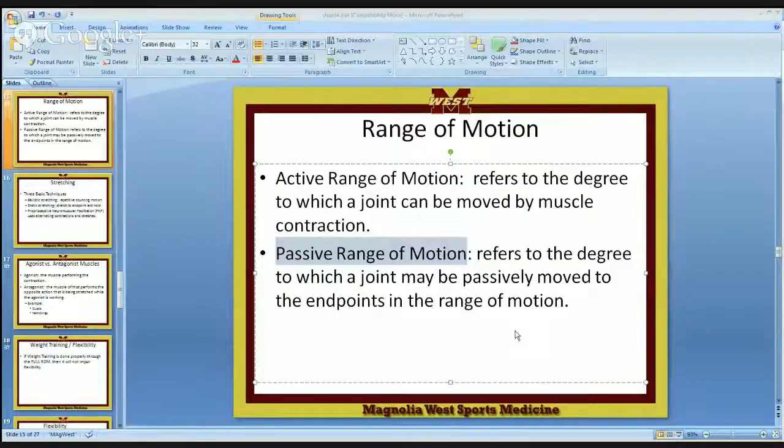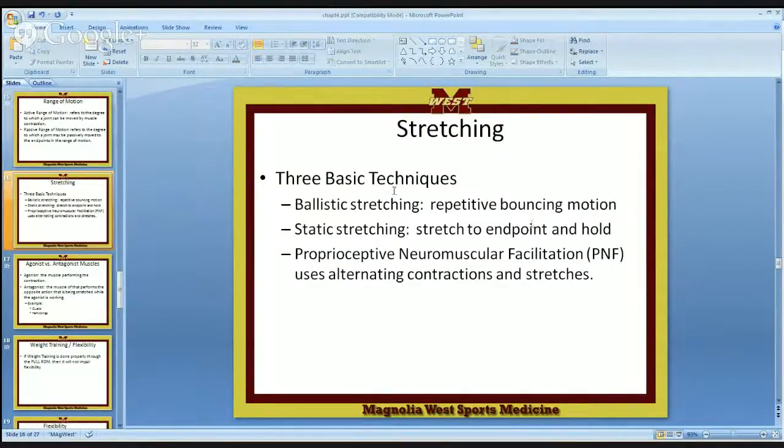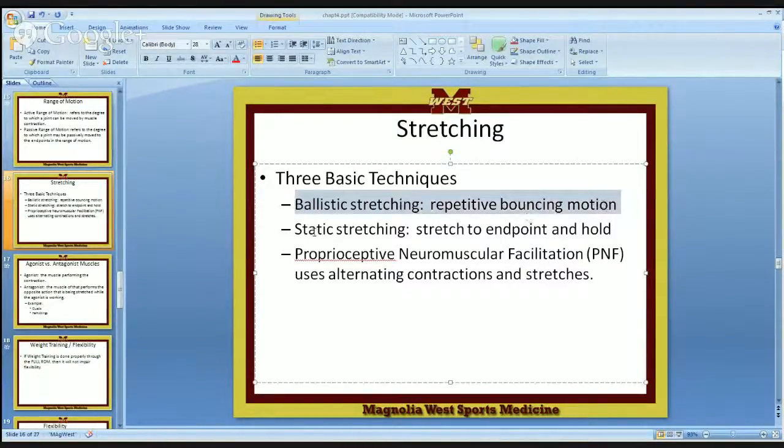So make sure you know active range of motion, which can be moved by muscle contraction, and passive range of motion, moved to the endpoints by someone else. So that's 15. Slide 16, we are talking about ballistic stretching, which is repetitive bouncing; static stretching, which is stretching to an endpoint and holding; and PNF stretching, which is using alternate contractions and stretching. So know this whole slide.